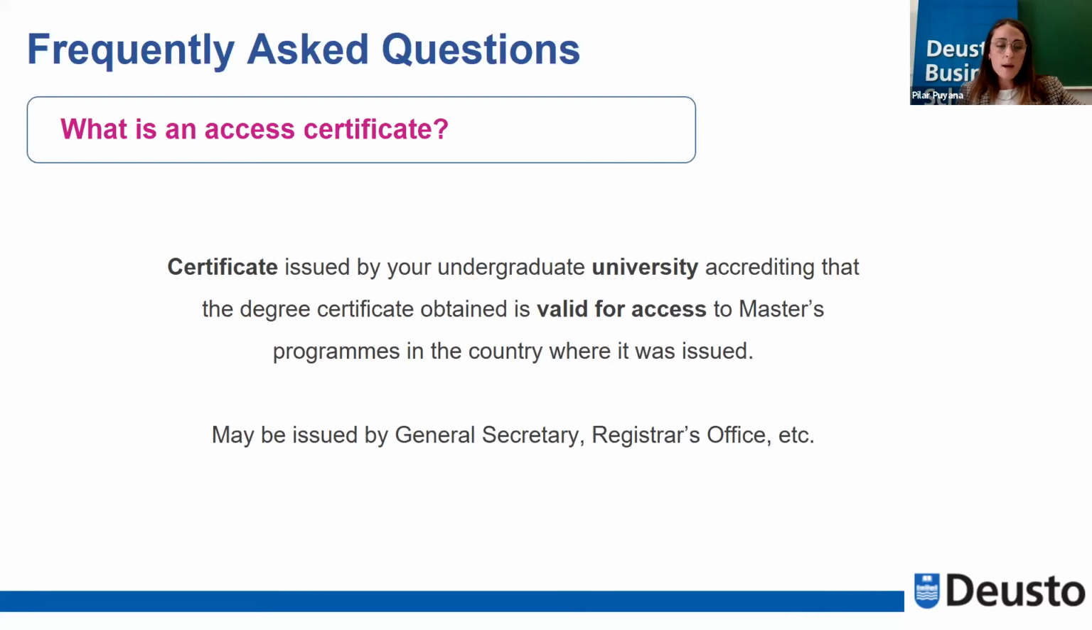So before we open up the questions and answers section, we would just like to address two of our most frequently asked questions. And again, if any more specific questions arise about these topics, please feel free to leave them in the questions tab. So the first question is, what is an access certificate? This is the document that I mentioned previously. It's a certificate issued by your undergraduate university that accredits that the degree certificate that you obtained, so your bachelor's degree, your diploma, is valid for access to master's programs in the same country where it was issued.